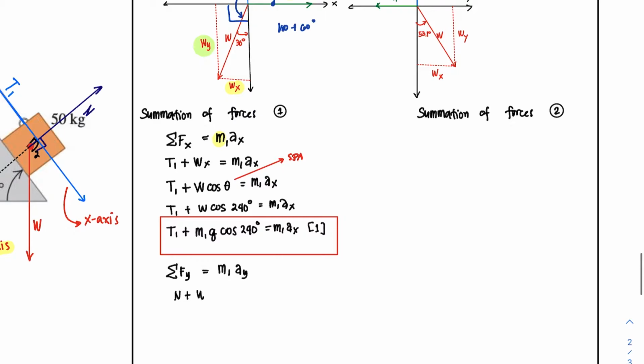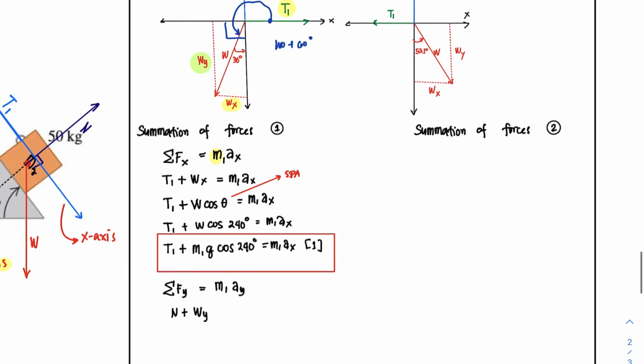And again, since I will be employing the standard position angle, instead of writing negative Wy, since it's lying on the negative y-axis, I just wrote plus Wy. As I've said, try to focus your attention on this one. The cosine of 240 degrees, when you plug it into your calculator, will already register a negative sign.